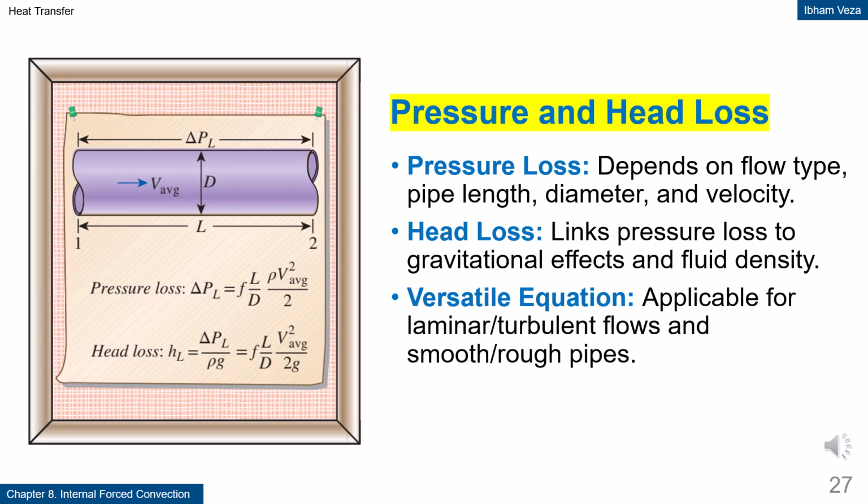Pressure and head loss. The pressure loss in a pipe depends on the pipe length, diameter, flow velocity, and flow regime. This loss is often expressed as head loss to simplify energy interpretation. The general relation can be written as delta P equals f times L over D times rho times V average squared divided by 2. The friction factor f includes the effects of roughness and flow regime. This concept is very important in pumping system design.